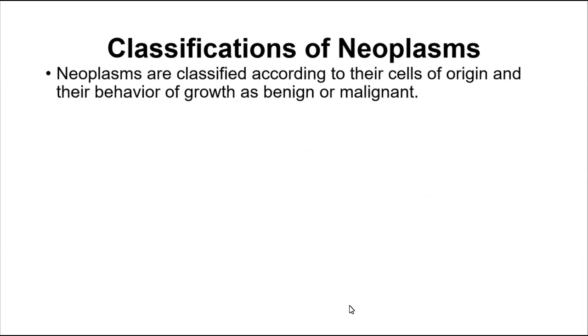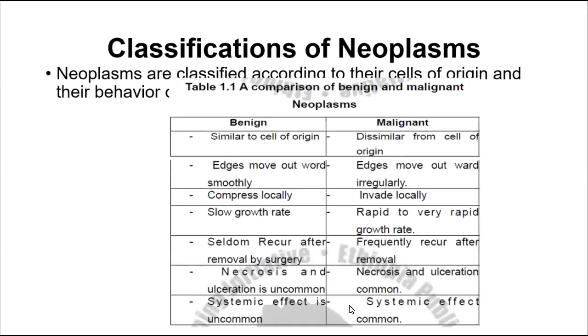Because actually neoplasm are classified according to their cells of origin and their behavior of growth as benign or malignant. Now, let's go to the neoplasm classified according to the cell of origin and their behavior. So this one, the difference between benign and malignant. So the benign, similar lang ang cell of origin usually, but in malignant, dissimilar from cells. So parang nag-iiba talaga yung cells. And then in benign tumor, edges are moved out wide smoothly. Parang smooth siya. Tapos yung edges ng malignant parang irregular siya.